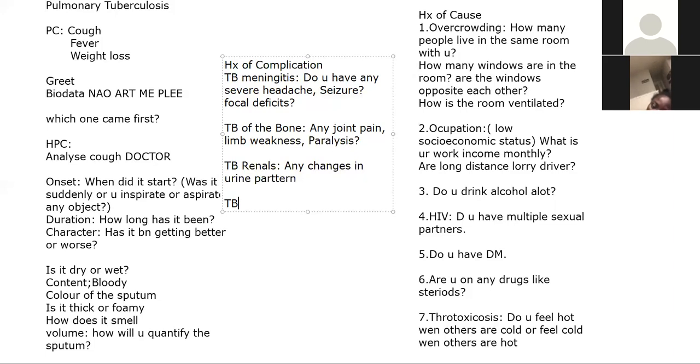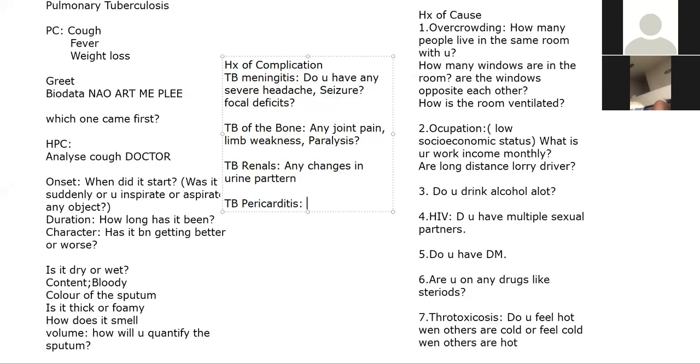There can be TB adenitis, TB pericarditis. It can go to the heart. You understand? Yeah, it can go to the heart. So you can have TB adenitis or pericarditis.